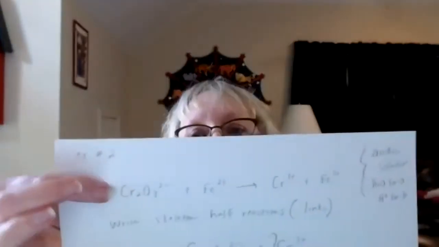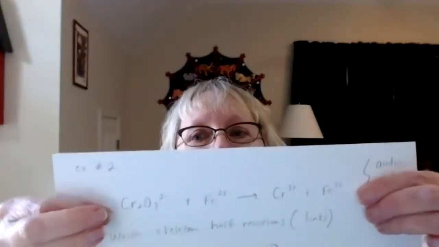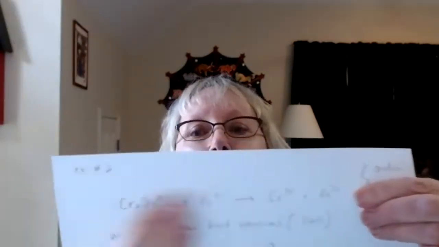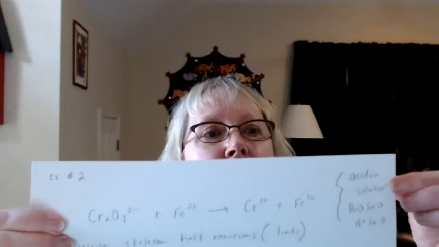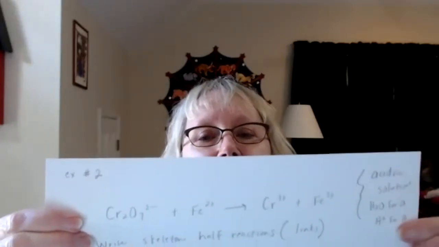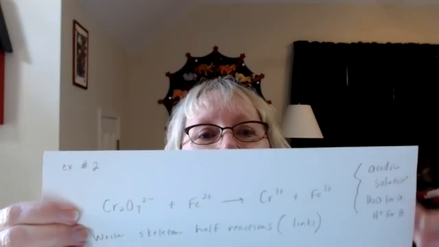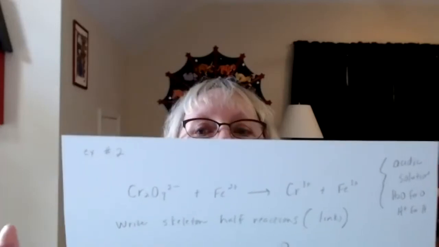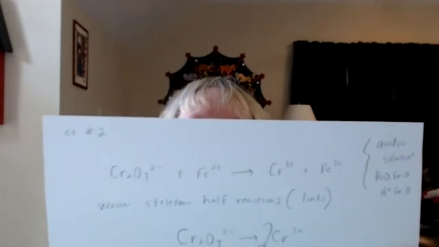Okay, example number 2. I'm picking this one for a reason, because it's the most commonly missed one on tests. Here's my reaction. But I don't have my H pluses in it or my waters. But I'm going to tell you it's an acidic solution. So that means I can add water to help out the oxygens down the road and H pluses to balance charge down the road or to balance the hydrogens in the water.